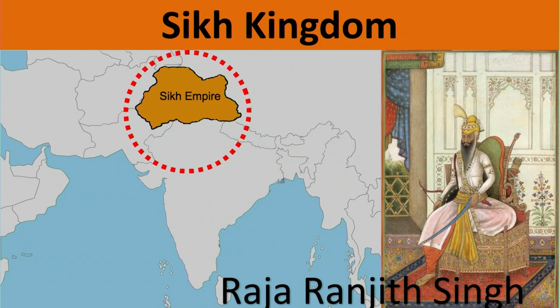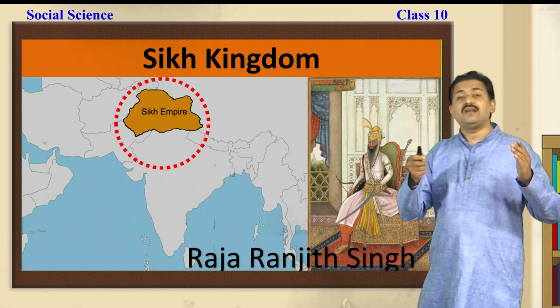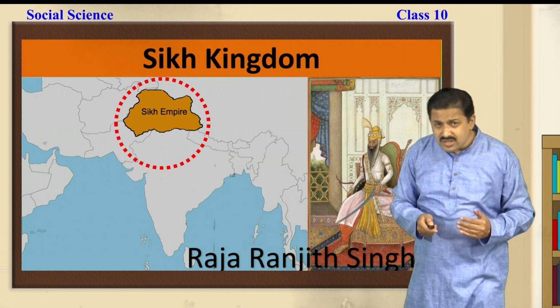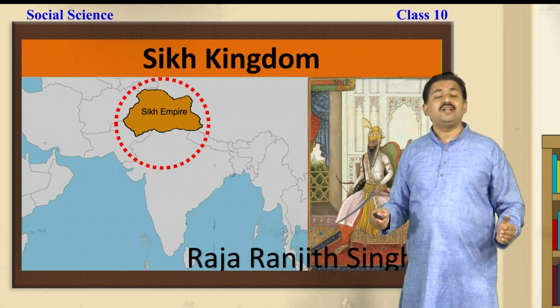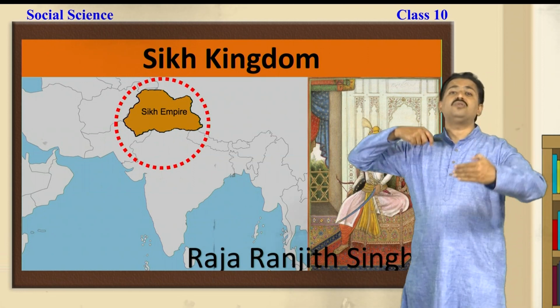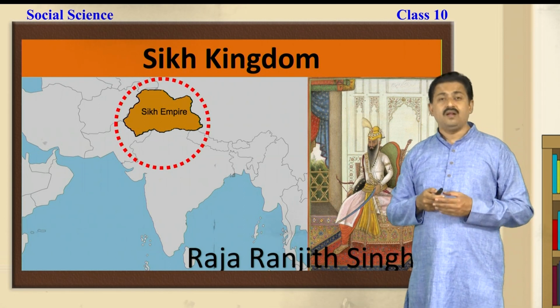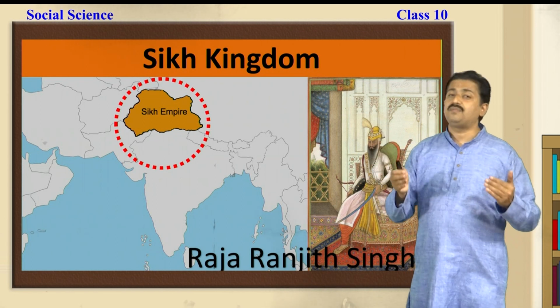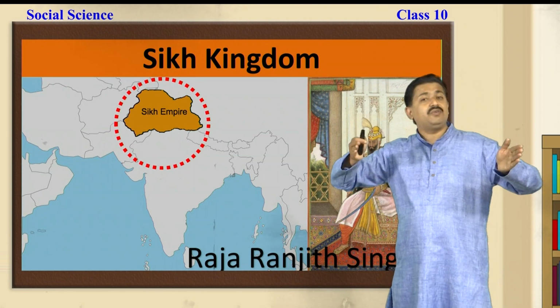See here, this is the Sikh Kingdom. It was established by Raja Ranjit Singh. Initially, he too was against the British, but in the year 1809, the British defeated Raja Ranjit Singh and imposed the doctrine of subsidiary alliance against him. Therefore, he had to accept the subsidiary alliance. Then he continued his friendship with the British.